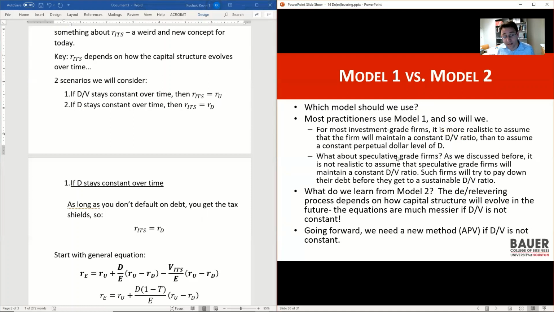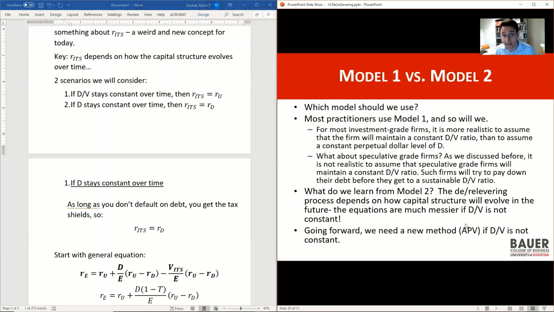For companies that are not stable, or companies that have a probability of default, for example, then it's not going to work. We'll need something else. We'll need some other tool to think about discount rates. We're not there yet. What did we learn from Model 2? Why did we go through this whole business? Well, the point is that the mechanics for delevering and relevering depend on the evolution of capital structure, right? Depends on what you think is going to happen to the firm going forward.